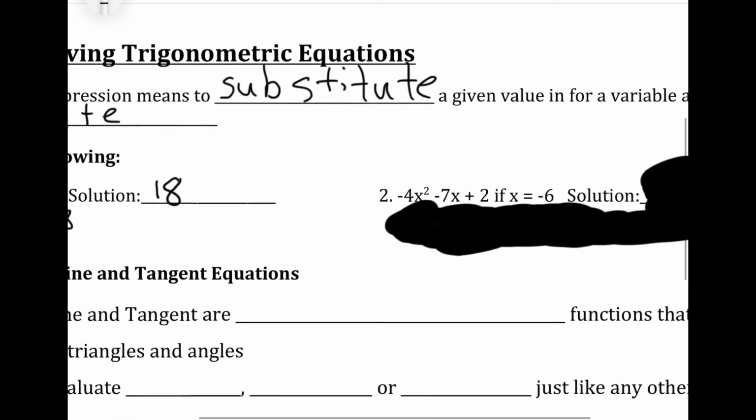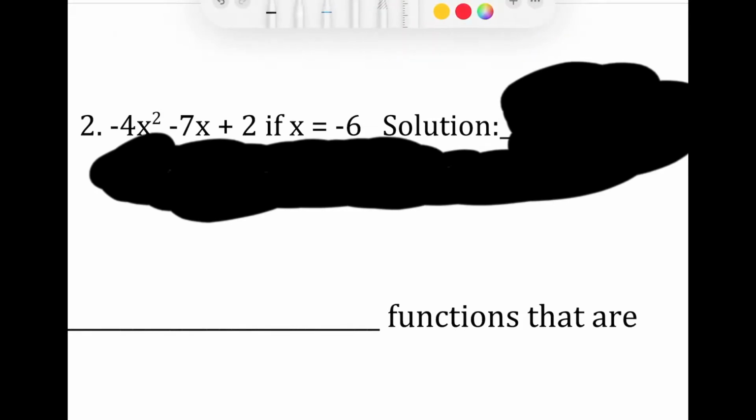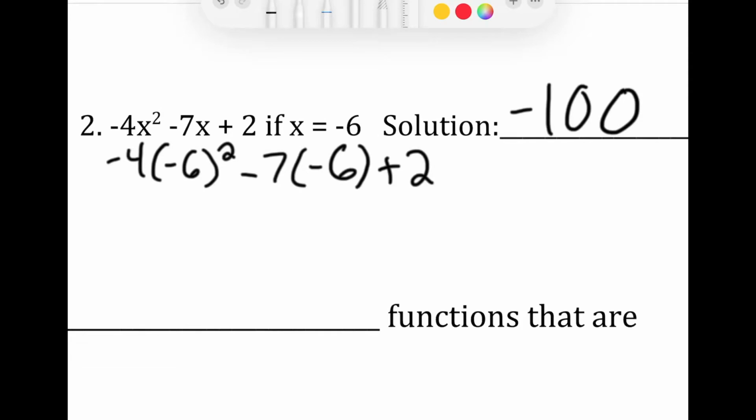Now pause the video and see if you can get the solution of the expression negative 4 times x squared, subtract 7x plus 2 when x is negative 6. Your answer should have been negative 100.